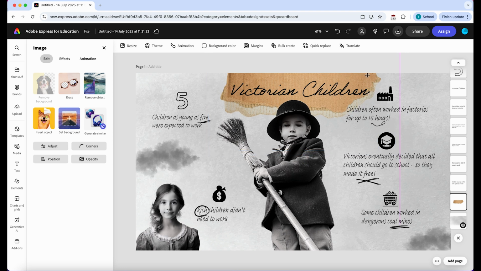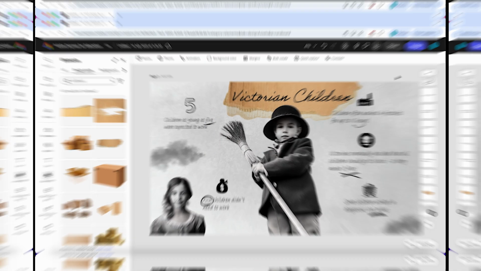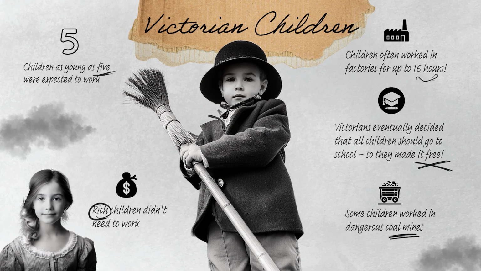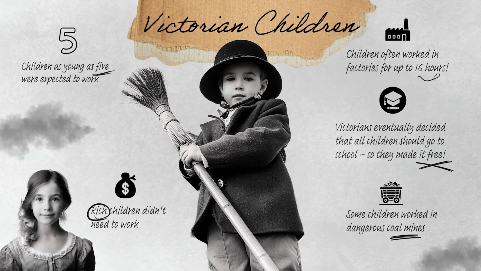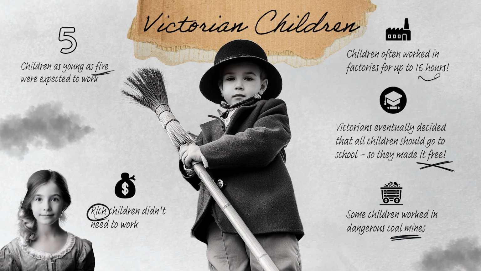Now I think that is looking pretty good. So there we go, there is our fact file about what life was like for Victorian children. And now it's your turn to go and create your own fact file.